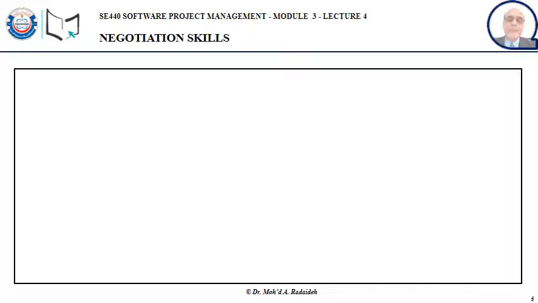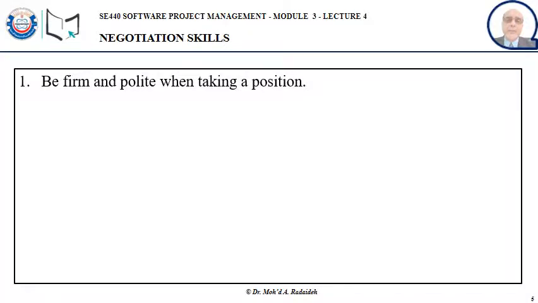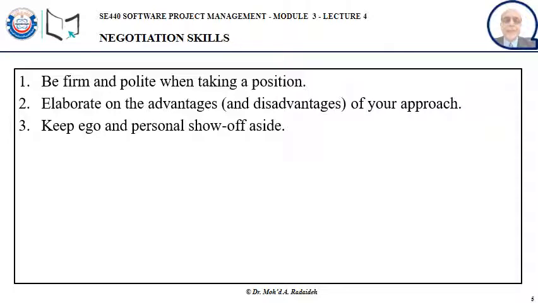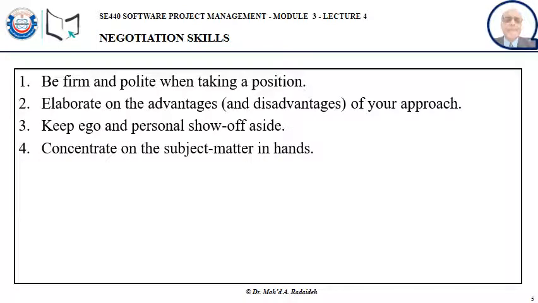Negotiation skills. You need to be firm and polite when taking a position. You need to elaborate on the advantages and disadvantages of your way of thinking or your approach. Just throw ego away and do not show off, okay? Concentrate on the subject matter in hand, the subject you are negotiating or discussing. Always look at solutions. Your objective is to find a reasonable and decent solution for the subject matter you are negotiating for.